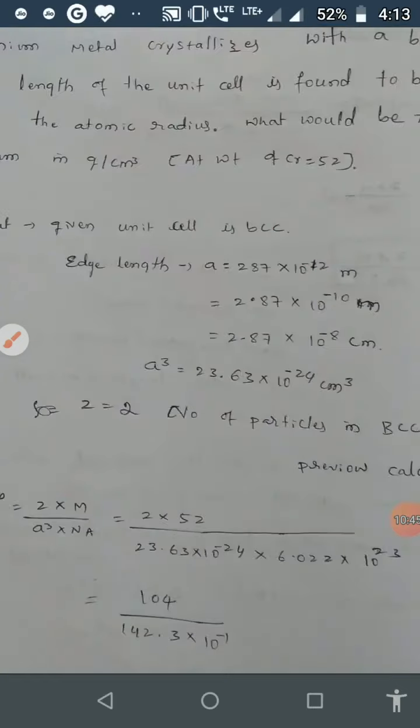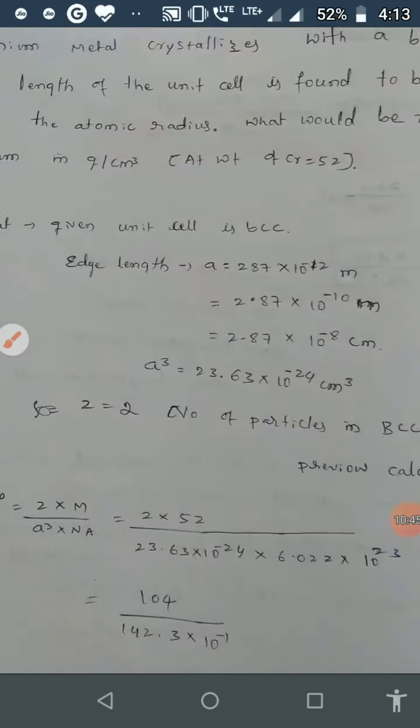That means 10 to the power of minus 10 can be written as 10 to the power of minus 2 into 10 to the power of minus 8. Here 10 to the power of minus 2 stands for centi, and 10 to the power of minus 8 meters. This is A, the value of A.